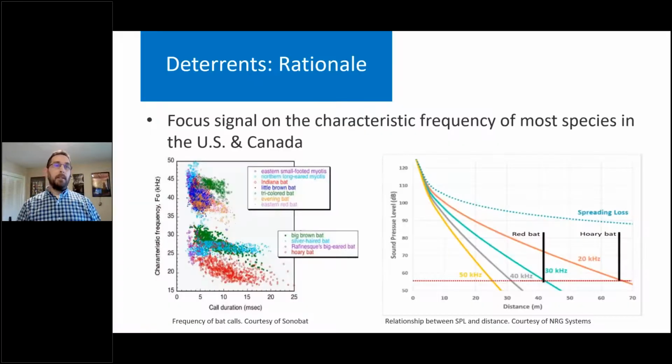So to begin with deterrence, the idea here is to create an uncomfortable or disorienting signal that disrupts bats' echolocation, hopefully to prevent them from wanting to be in the airspace and around the rotor swept area. Deterrents that have been studied here in the U.S. are primarily focused on the characteristic frequency of as many species as possible in the U.S. And this generally ranges from 20 to 50 kilohertz.